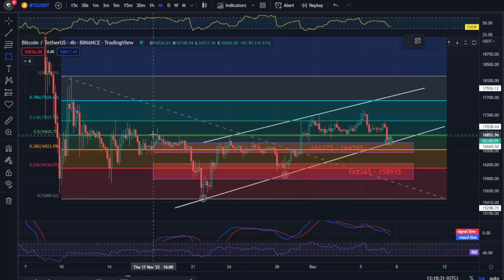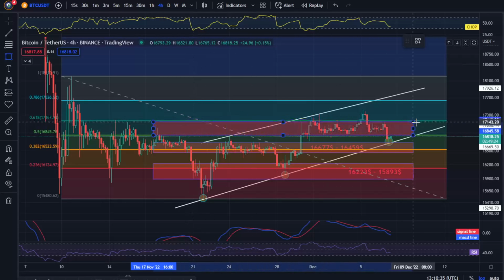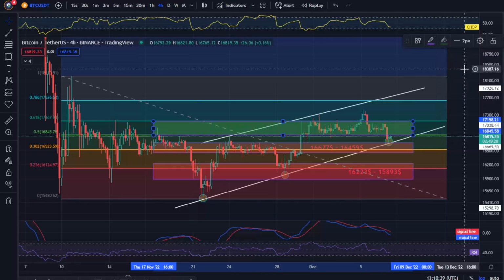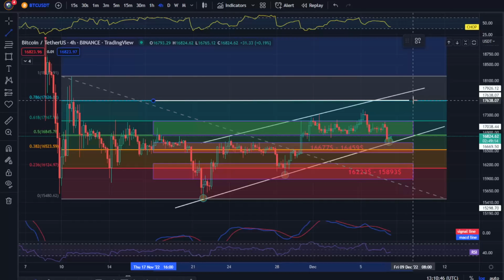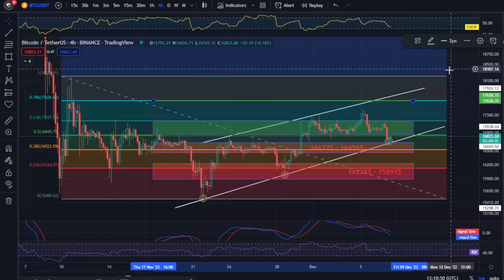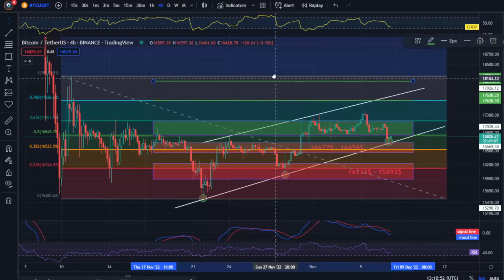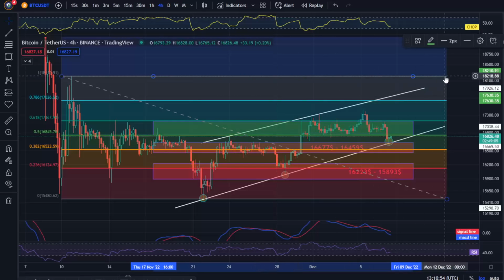Now let's move on to the resistance that we should take into account when the price starts moving along our current channel, and in this situation we see that the first resistance zone that the price is currently fighting is from $16,846 and continues to $17,158. The next resistance is priced at $17,630 and $18,211.